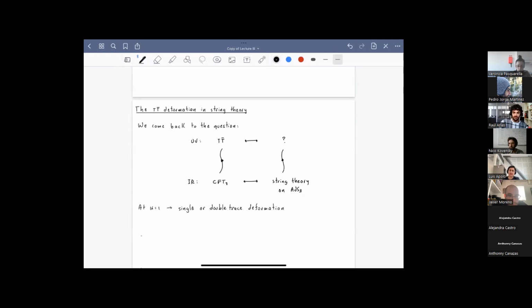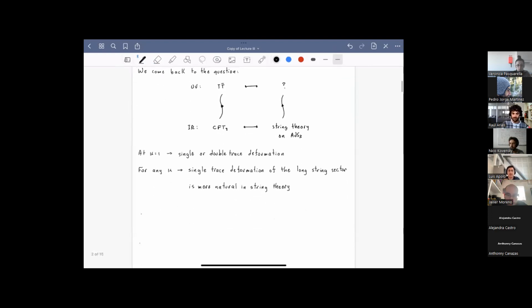As we saw last time, at k equals 1, string theory and AdS3 is holographically dual to a symmetric orbifold. So in that case, we can ask what's the holographic dual to the single or double trace versions of the TTbar operator. For any other value of k, it turns out that the single trace deformation of the long string sector of string theory is more natural. And we're going to see why this is the case.